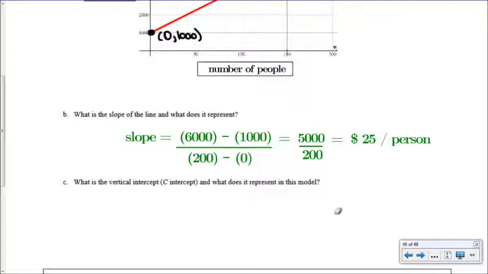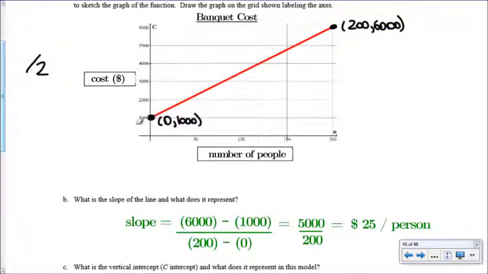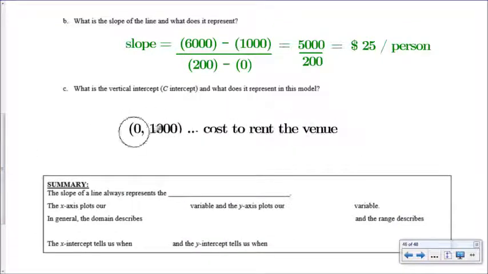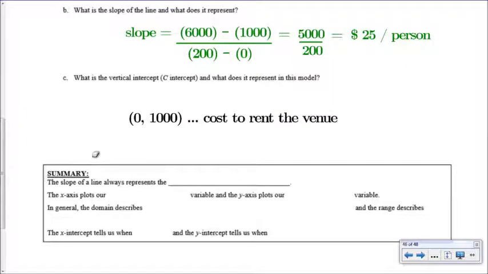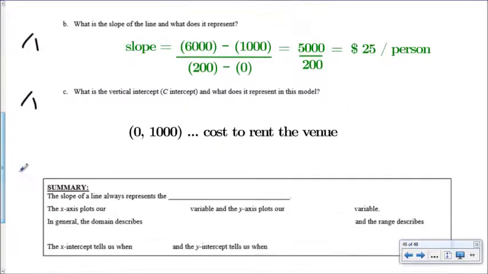All right, and last, what's the vertical intercept and what does it represent in this model? So we're there. That's the vertical intercept. It is (0, 1,000), and it's the cost to rent the venue. So for that page, we've got 2, 1, and 1, so that's a grand total out of 4 for this page.